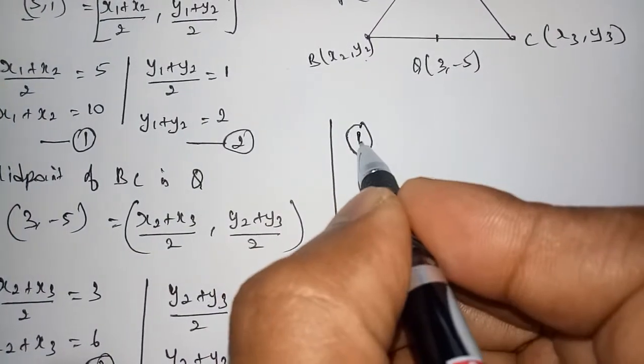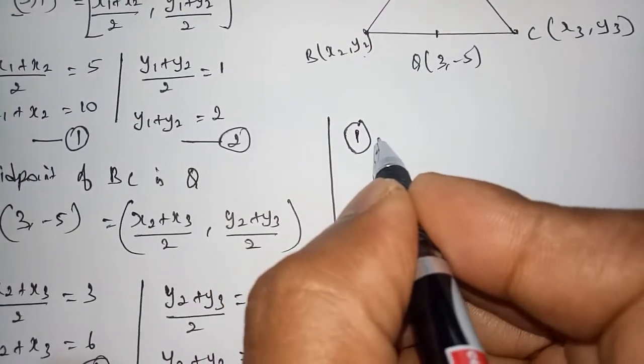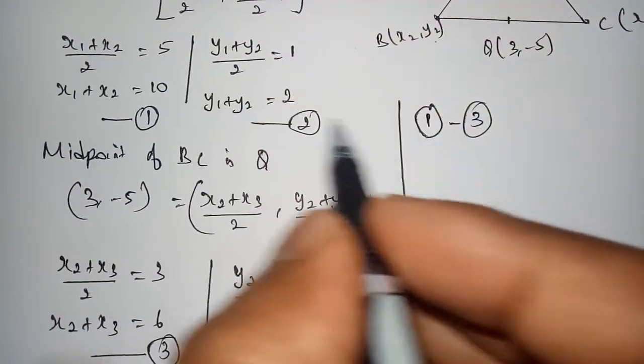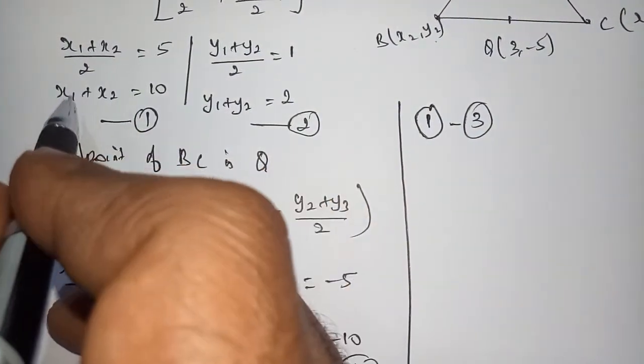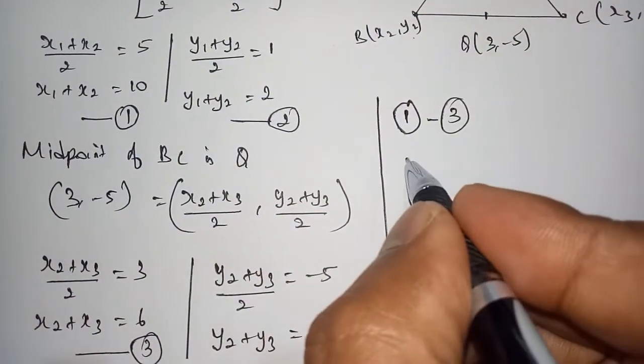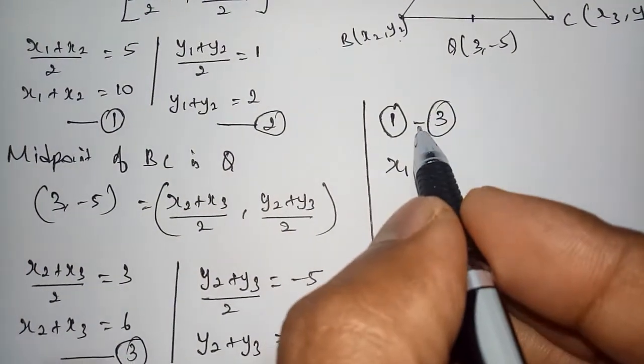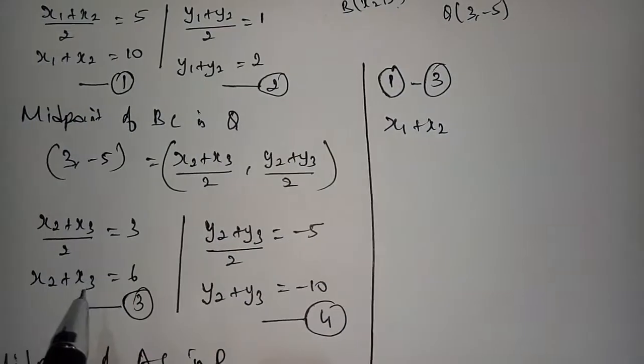When I circle this, this is the name of the equation: first equation minus third equation. In the first equation, the left hand side is x1 plus x2, so we keep x1 plus x2 as it is. Then we put minus. In x3, what do we have?